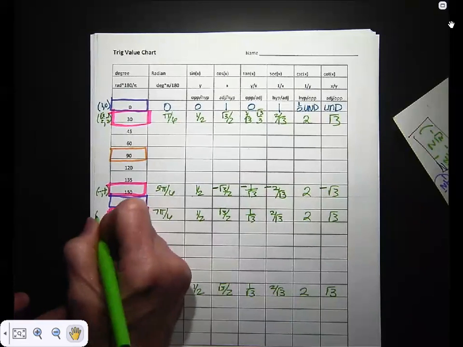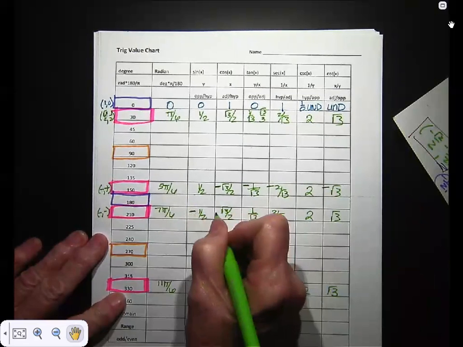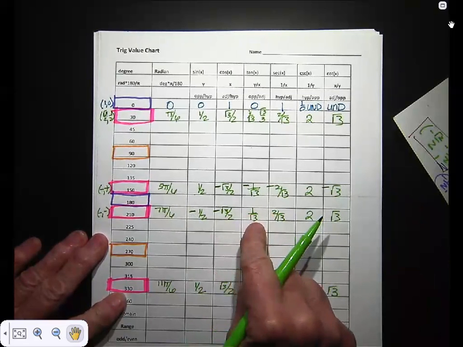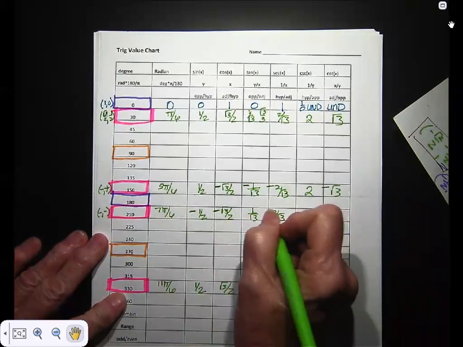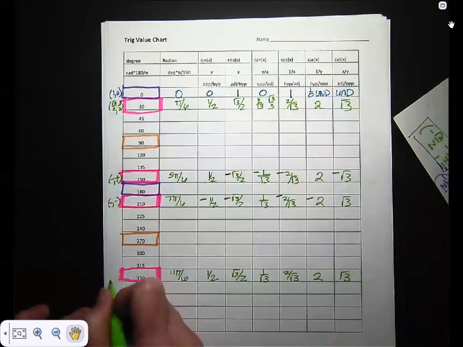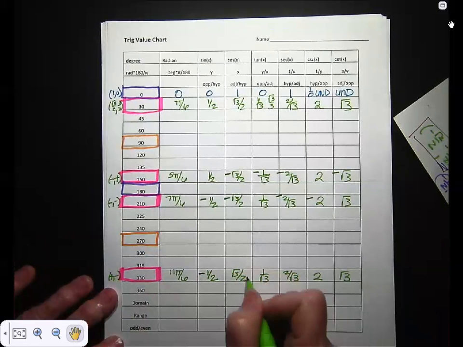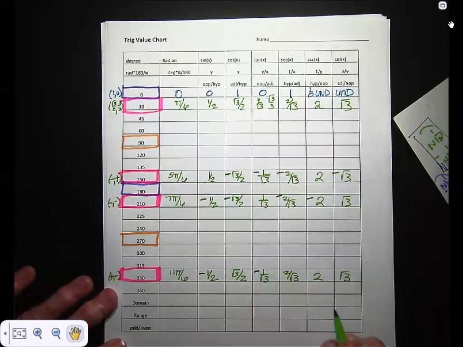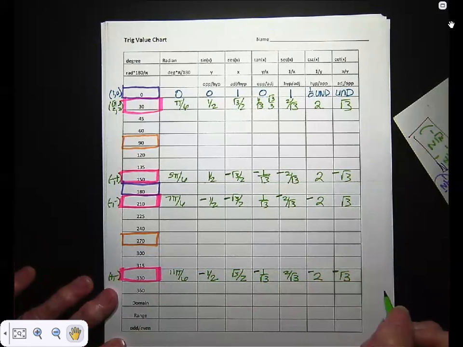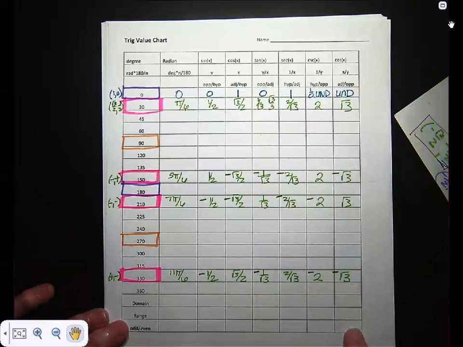210 is in a negative, negative quadrant, so both of those are negative. So this is negative, this is negative. Negative divided by negative is positive, so tangent is positive. X is negative, negative, positive. And the last one is in a positive, negative quadrant. So I would have negative y, positive x, negative tangent. Positive x, negative y, negative cotangent. So if I know my first quadrant, then I can find everything else out along the way.